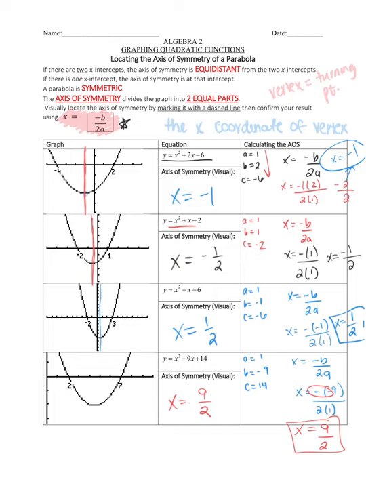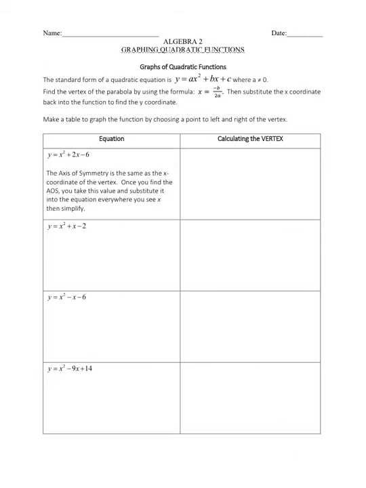That's how we find the axis of symmetry, okay? All right, then we're going to move on to page 2. Now, we are not going to do these bottom 2 just because there's a lot of fractions and it became very difficult, okay?